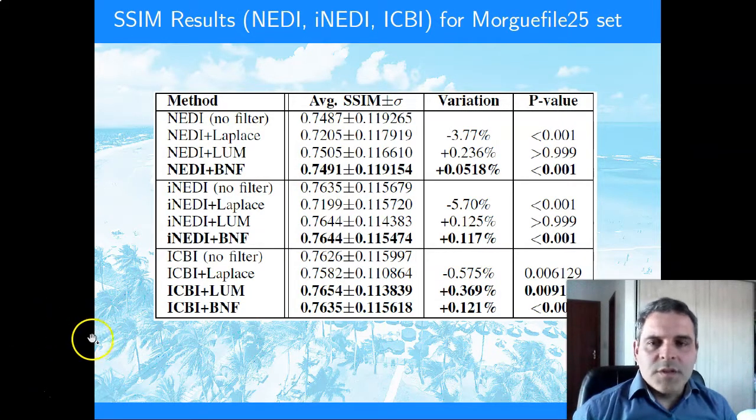Now, for the same image set and the same interpolation algorithms, you can see that the LUM filter was only able to achieve significant improvements for the images from ICBI, not from the other interpolation algorithms. BNF was able to improve the image from all the interpolation algorithms used, NDI, INDI, and ICBI.